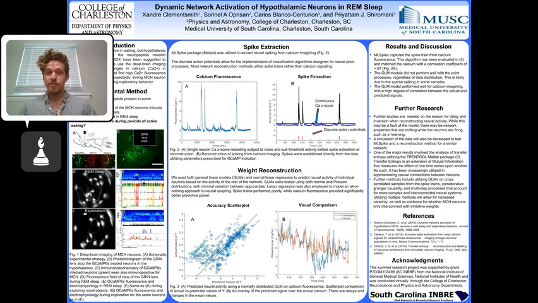So we began with data from the Medical University of South Carolina. They conducted a study that tried to correlate the activity of a network of melanin-concentrating hormone neurons in the hypothalamus with various activities of a rat. In particular, they found that REM sleep and exploration showed activation in the hypothalamic network.